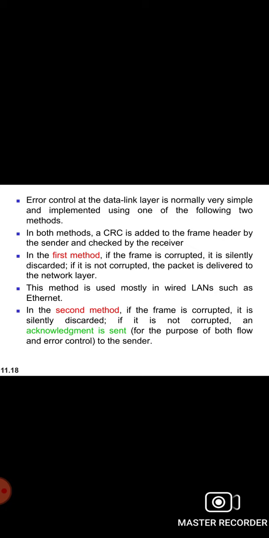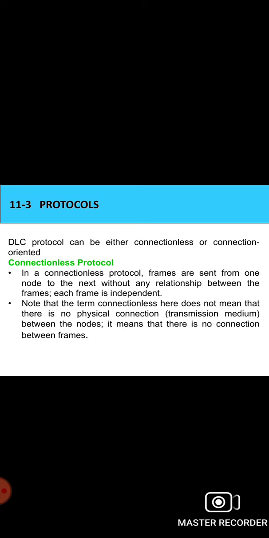In the first method, if the frame is corrupted, it is silently discarded. If it is not corrupted, the packet is delivered to the network layer. This method is used mostly in wired LANs such as Ethernet. In the second method, if the frame is corrupted, it is silently discarded, and if it is not corrupted, an acknowledgement is sent to the sender.